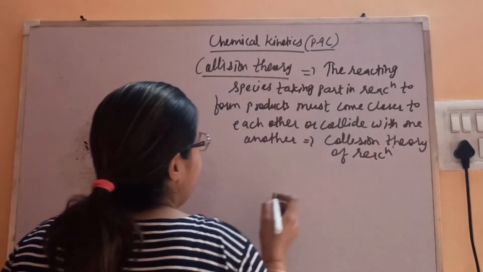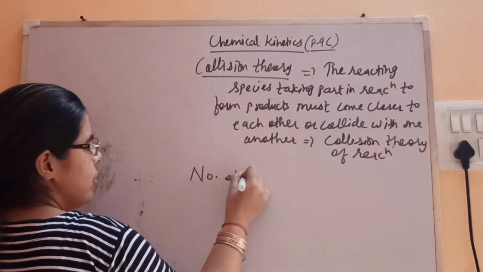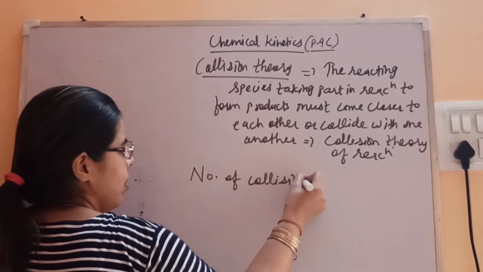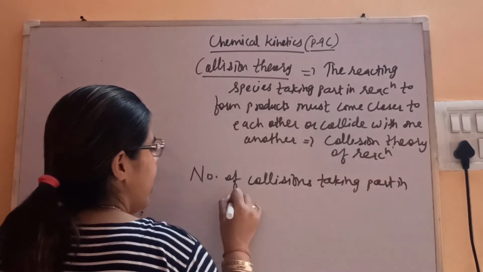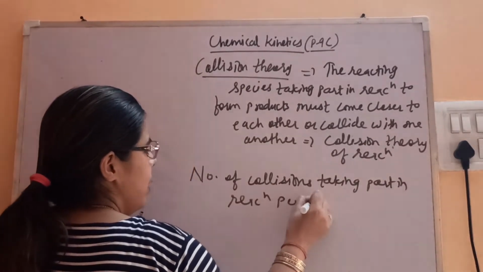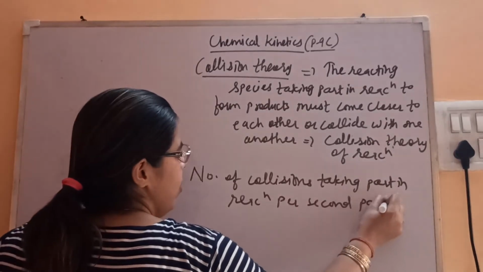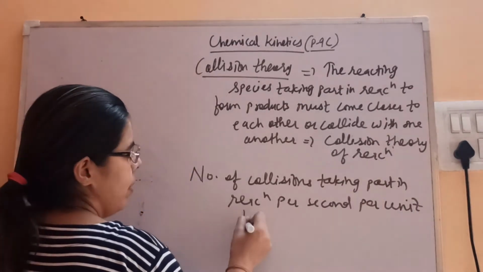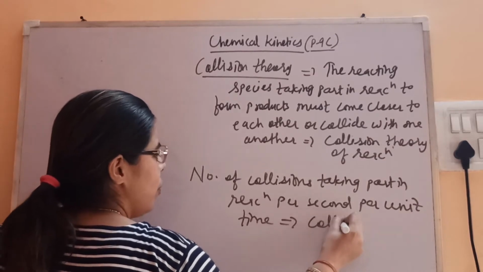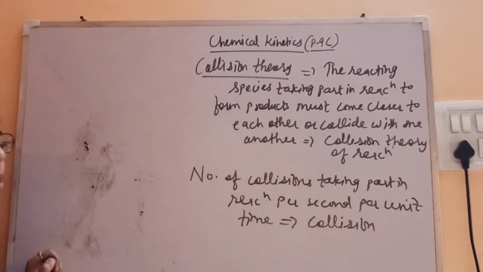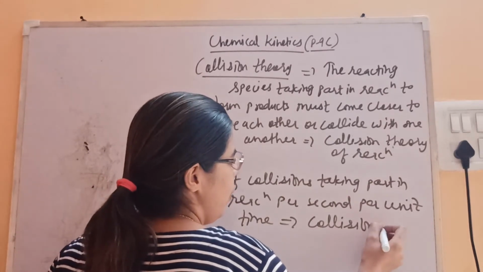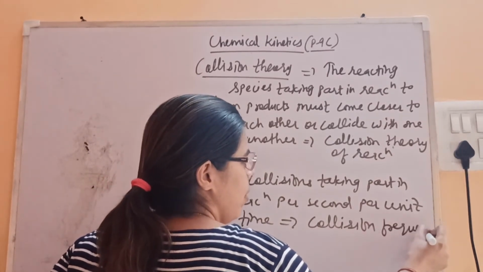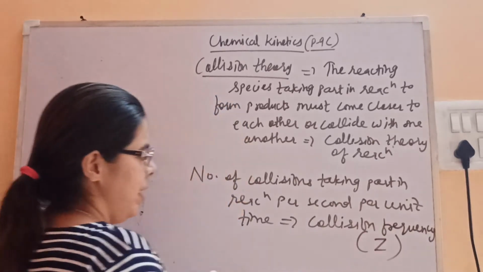Now, the number of collisions taking part in reaction per second per unit time represents collision frequency. As you know what is frequency, number of cycles or number of anything per second, that is frequency. So the number of collisions per second per unit volume is represented by capital Z.